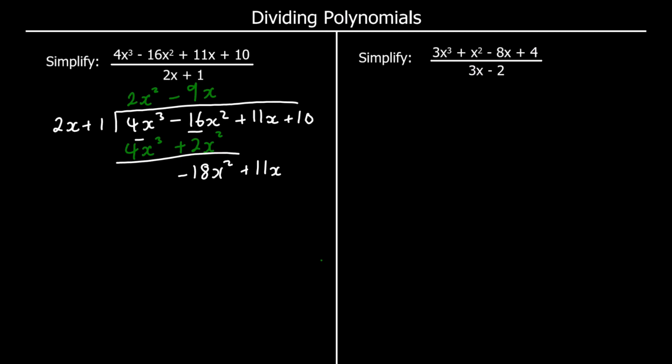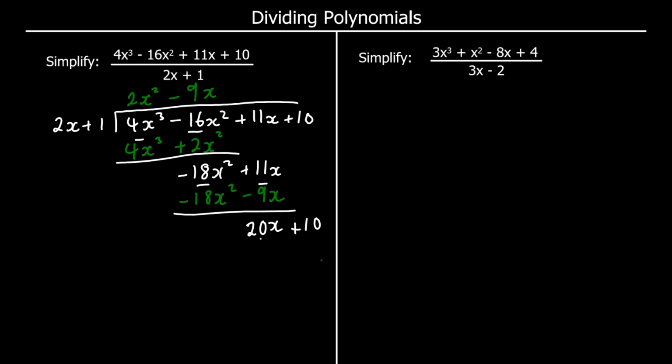Times now. Negative 9x times 2x is negative 18x squared. Negative 9x times 1 is negative 9x. Take away. So the negative 18x squareds cancel. 11 minus minus 9 is 20. We've got 20x. Bring down the 10.